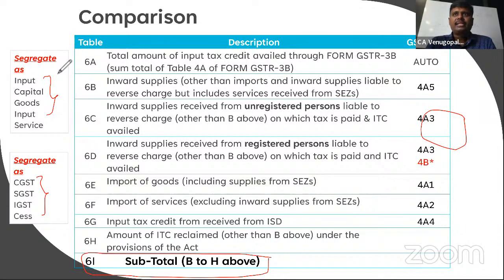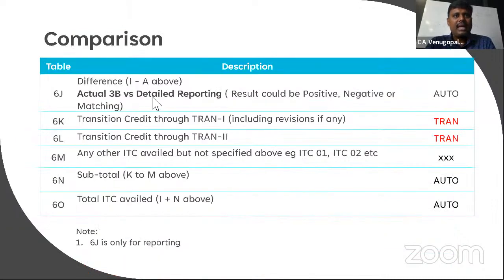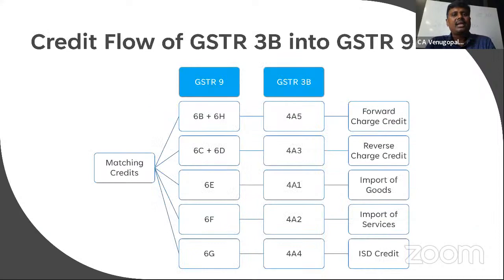So the credits that are availed are reported in table 6, and the credits that are reversed are reported in table 7. This is a quick reference reconciliation of the values that are in GSTR 9 vis-a-vis the values that are there in GSTR 3B.